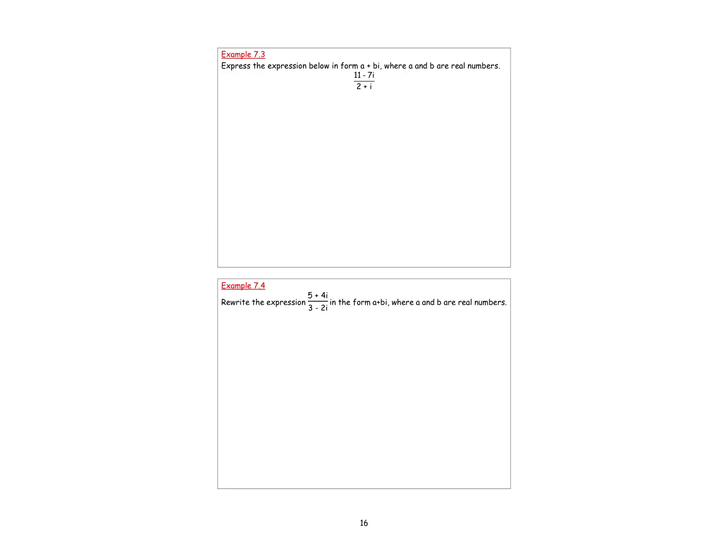Example 7.3, it says express the expression below in the form a plus bi, where a and b are real numbers. So exactly like the last question, here when we get a fraction, we multiply the top part and the bottom part by the denominator's conjugate.